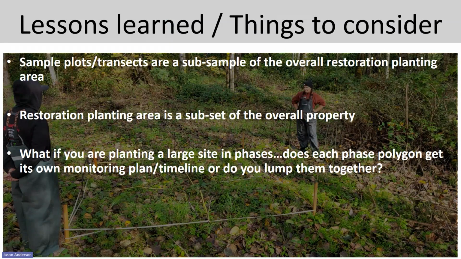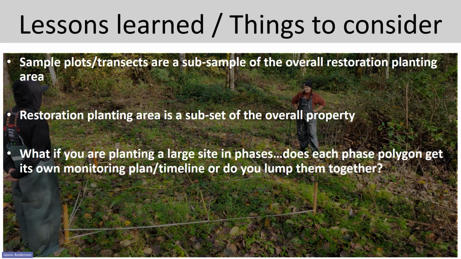So a few things to consider. Since we are subsampling 10% of the overall area planted, the results have to be interpreted. The sample area may or may not adequately represent the entire planting area. So with that, choose your sample areas with that in mind and continually ask, is the sample area a fair representation of the overall planting area?